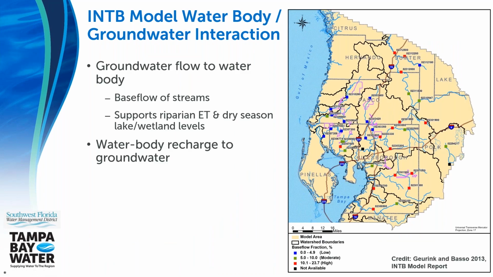The groundwater system, as I said, interacts with water bodies, and this map shows, at flow gauges, the fraction of base flow that exists in these locations. Low to moderate base flow fraction is characterized by blue and green dots at the streamflow gauges, and the high base flow fraction, at least 10% or greater, is shown by the red locations.